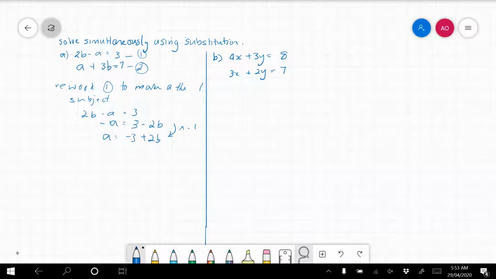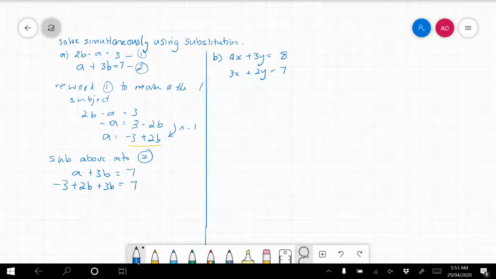Alright, so now I'm going to substitute the above into equation 2. Everywhere that there is an A, I'm going to put in this minus 3 plus 2B. So let's have a look. I've got A plus 3B is equal to 7. So this A becomes that: minus 3 plus 2B plus 3B equals 7.